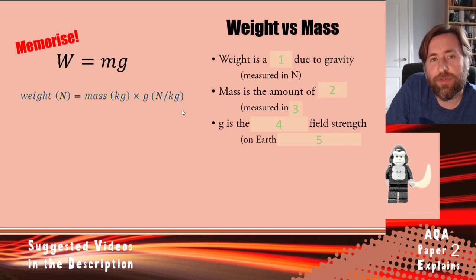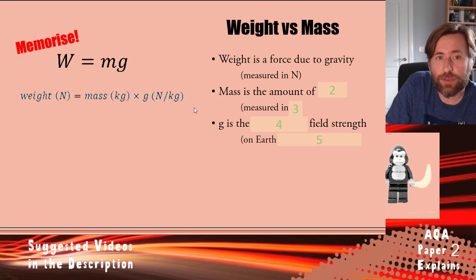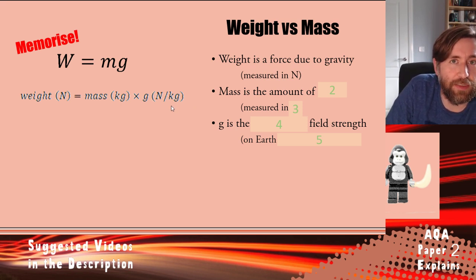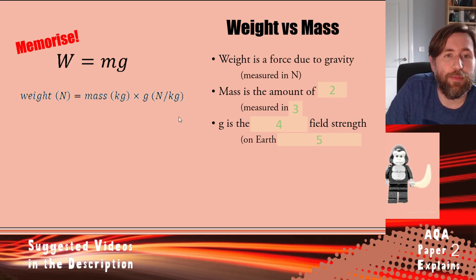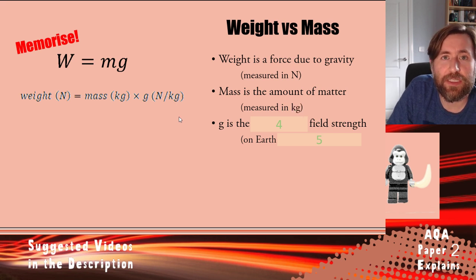Weight and mass, they're different things, okay? Weight is a force due to gravity. You know, it's different because it's measured differently. It's measured in newtons. Mass is the amount of matter, and it's measured in kilograms.